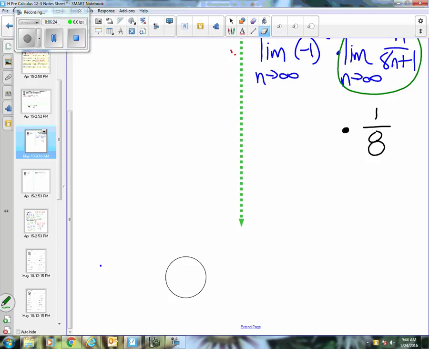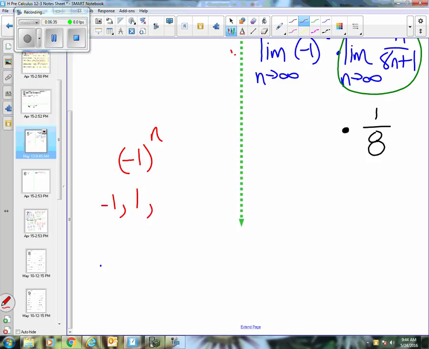So what happens with -1 to the n? Let's think about what that sequence would do. If n is 1, it'd be -1 to the first, that would be -1. If n is 2, it would be -1 squared, that would be 1. If n is 3, it'd be -1 cubed, which would be -1. If it's -1 to the fourth, it would be 1, and so on. So this guy bops back and forth, alternates sign between -1 and +1, and -1 and +1 forever. So it doesn't really have a limit because as n gets bigger, it's not approaching anything.